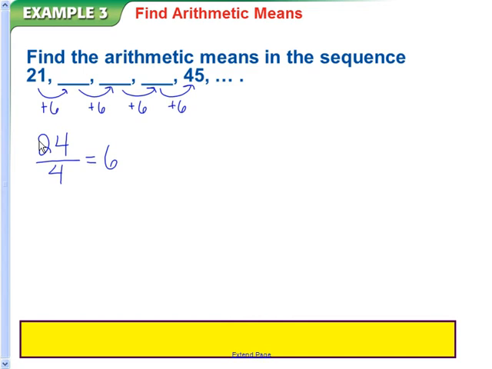Now be careful when you do this. You need to go back and plug the numbers in and actually make sure it comes out with 45 in the right spot. So 21 plus 6 will give us 27. Add 6 again, you get 33. Add 6 again, you get 39. Just double check. If you add 6 again, you do get 45, and that means that we did it correct.